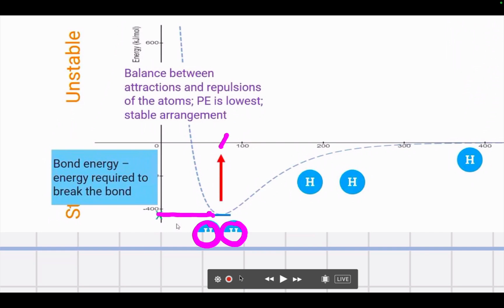So the distance here would be the length between the atoms. This time it's not a cation and anion, it's covalent, so it would just be the distance between the two hydrogen atoms when the bond is formed. This energy would be equal to the bond energy, the energy that would be required to break the bond. It would be positive because you'd have to put energy in. It would be endothermic, but it is that value.